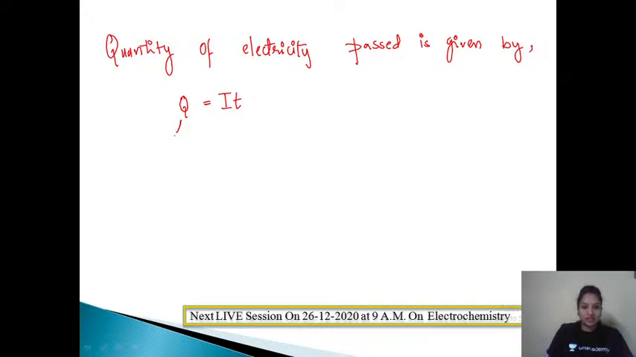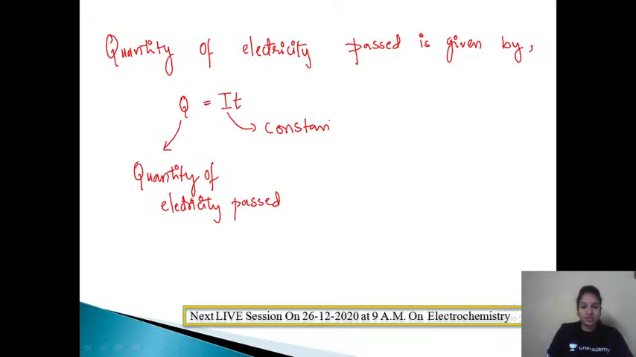Now what are these different terms? Q is nothing but the quantity of electricity passed. I is the constant current, and T is nothing but time.